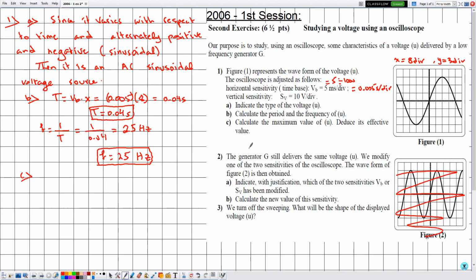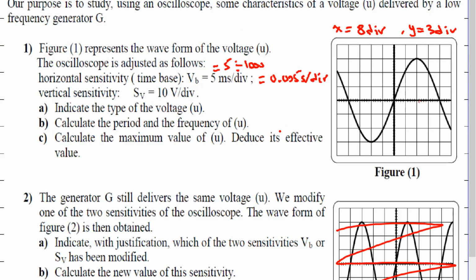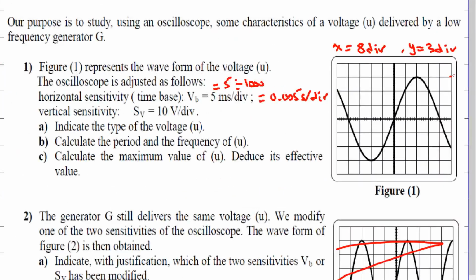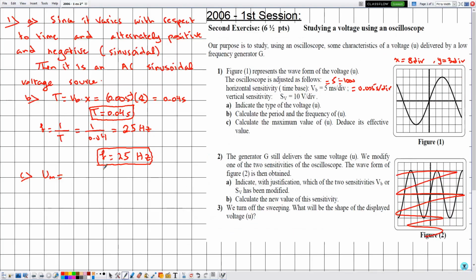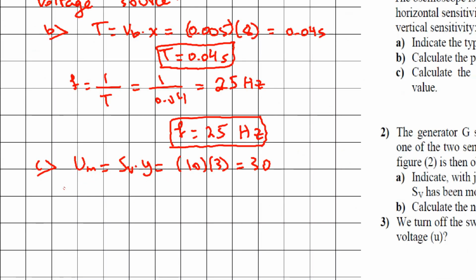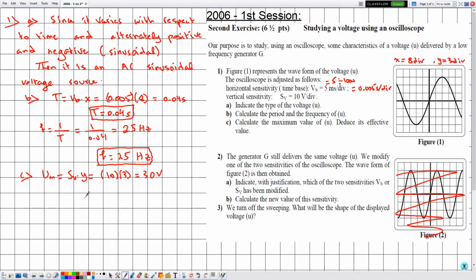Now in part C they are telling me to calculate the maximum voltage of U. The maximum voltage is the number of divisions multiplied by the scale, or in other words SV multiplied by Y. Now the value of SV is given by 10 volts per division, and the value of Y in this case is given by 3. This will give me 30. Since both SV and Y are in the SI, so the value of UM will be in the SI, which is volts. Then UM is equal to 30 volts.